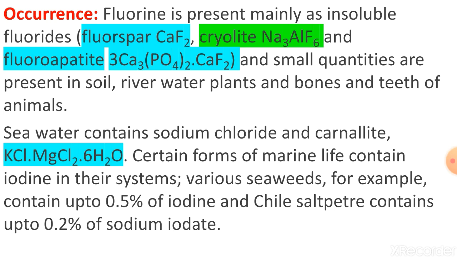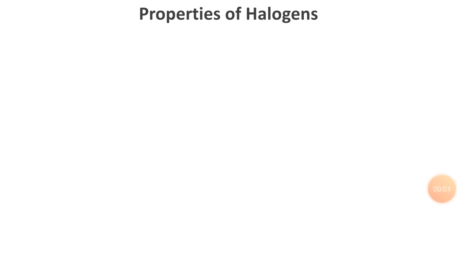Some more points you have to note down: fluorine is the 13th most abundant element in the earth's crust, whereas chlorine is the 20th most abundant element in the earth's crust. Bromine is the 47th most abundant element. So now dear students, let us focus on the properties of halogens.